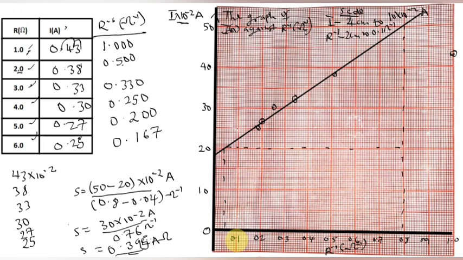Now if you are asked to get the intercept, just come to this place and read off this point here. So this should be 1.5, 1.52, 1.54, 1.56, 1.58. So it's 1.58. So my intercept I is equal to 1.58 ampere. So that's my intercept.